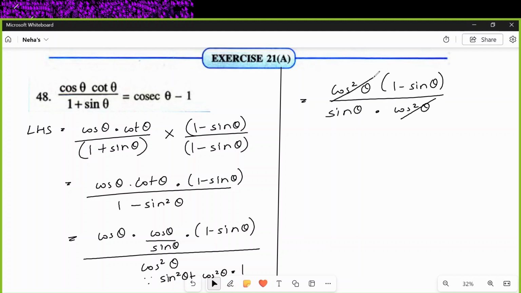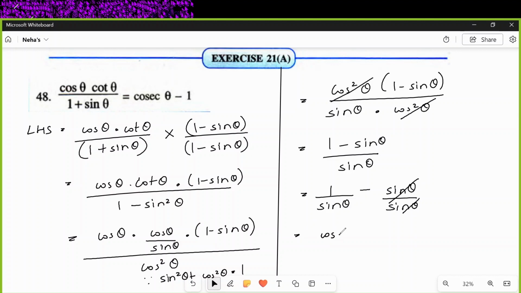Cos square theta and cos square theta will get cancelled out. We are left with 1 minus sin theta divided by sin theta. This now further can be written as 1 divided by sin theta minus sin theta upon sin theta. 1 divided by sin theta is equal to cosec theta, and this is equal to 1. This is because 1 divided by sin theta is equal to cosec theta by the relation of trigonometry. So this is equal to the right hand side, and hence we have proved that the left hand side is equal to the right hand side.